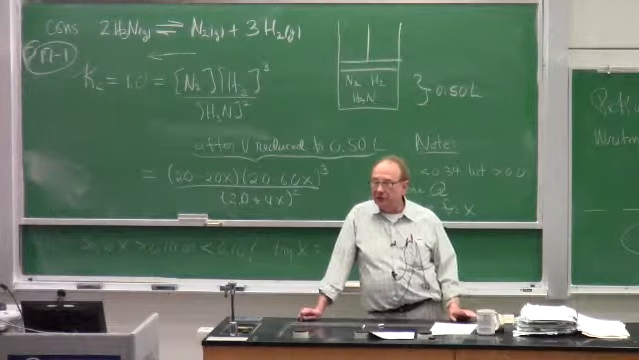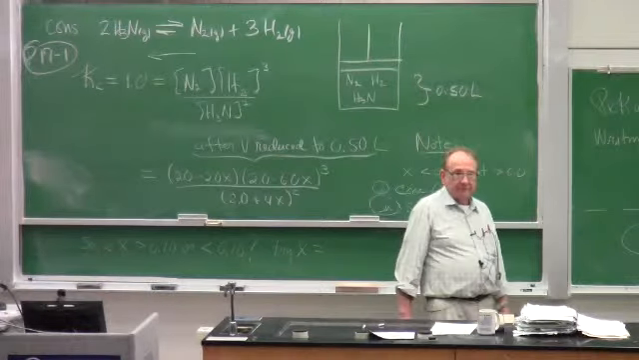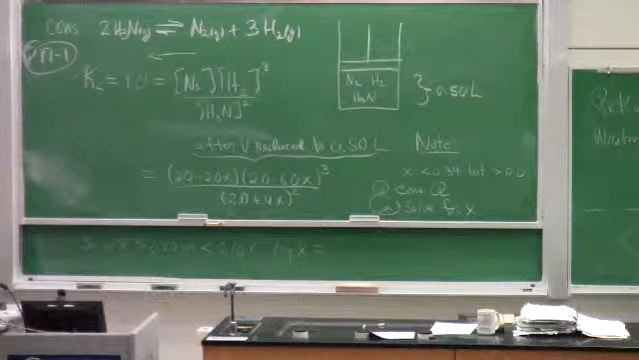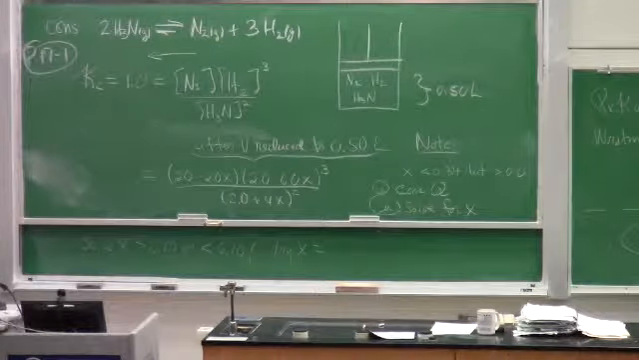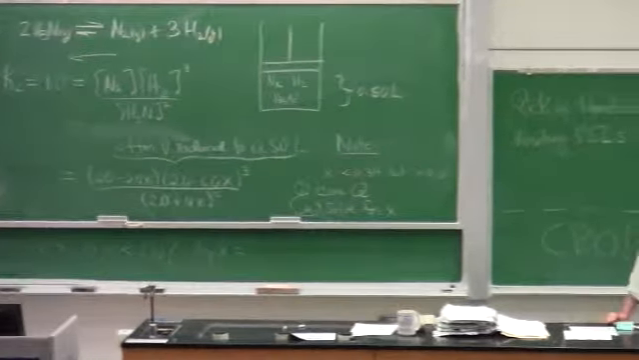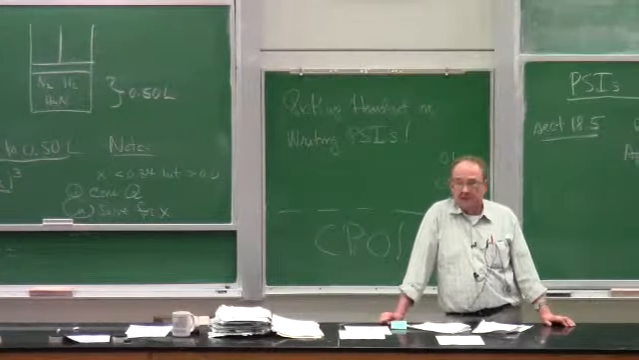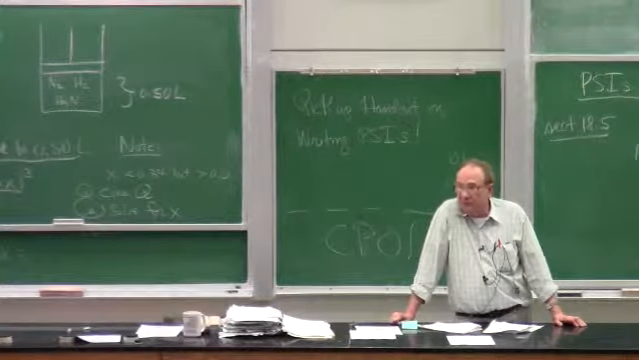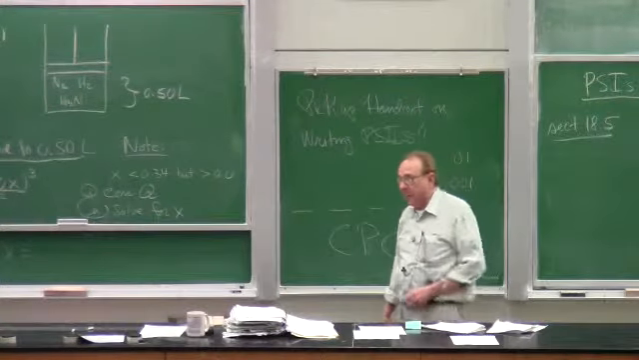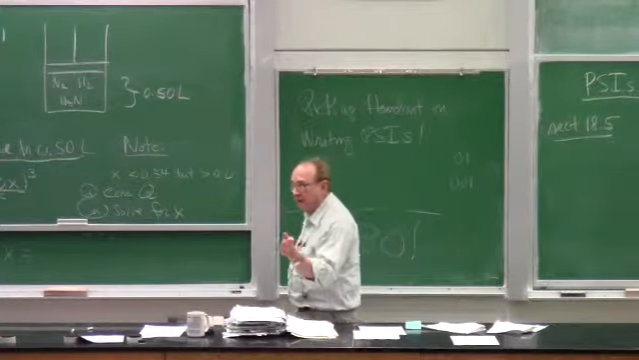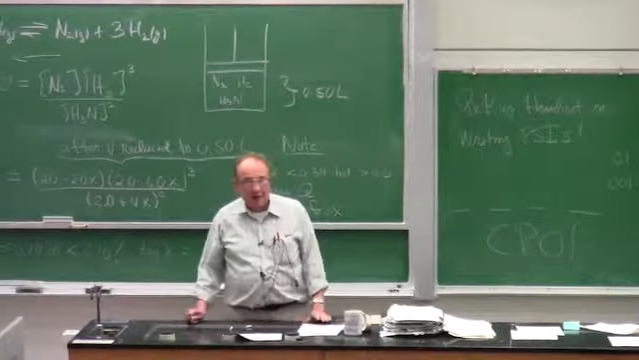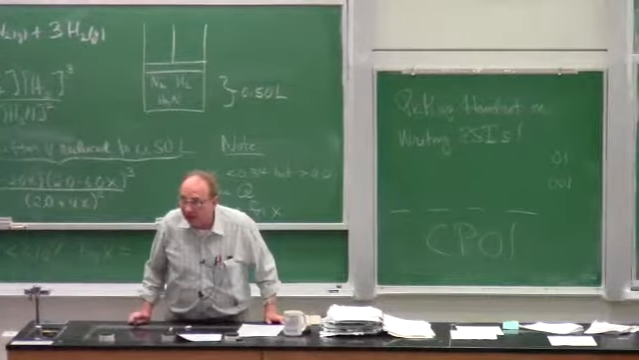What's the difference between Q and K? K means we're at equilibrium. Q means we're under any imaginable set of conditions, of which equilibrium is only one possibility. But of course, if we're at equilibrium, then Q is equal to K. Nothing fancy about that. But under any other set of conditions, Q is not equal to K. Q is either going to be bigger than K or smaller than K.